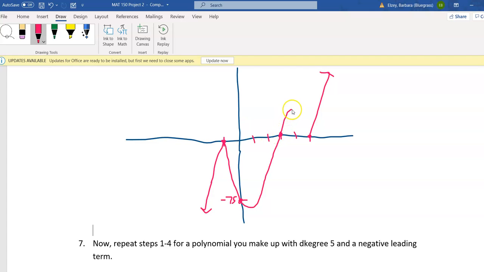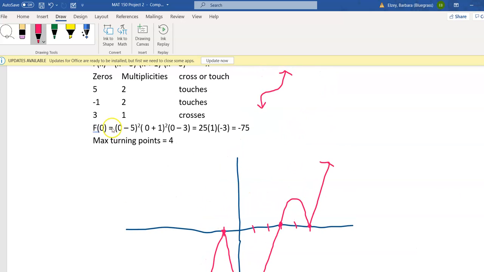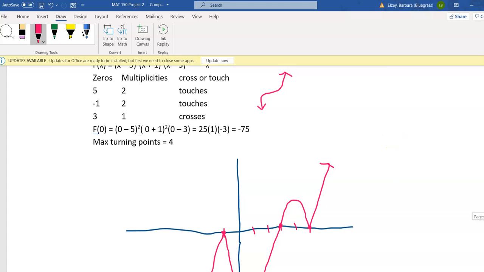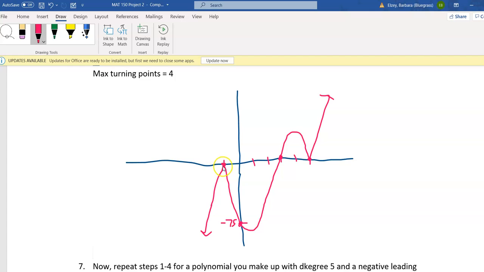Again, though, it's got to come back to its next x-intercept. And we've got it touching here, or bouncing, so let's make sure that's what's happening in our chart. And in fact, at 5, it does show it touching. So everything's okay. Let's count our turning points. We should have at most 4. Here's 1. Here's 1, that's 2. Here's 1, that's 3. And here's 1, that's 4.